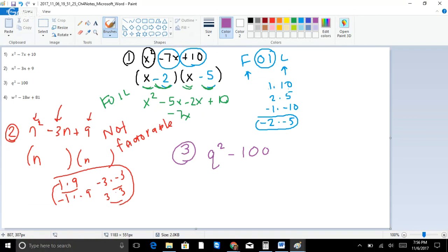Even though we don't have a middle term, we can still factor this. To get a q squared, I need a q times a q, right? To get 100 at the end, there's lots of different ways to make 100, but I have one huge clue that tells me which combination I want. I could do 1 times 100, 4 times 25, or 10 times 10. Those are all ways that I can multiply to make 100.